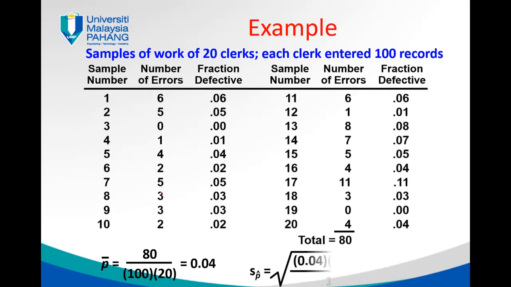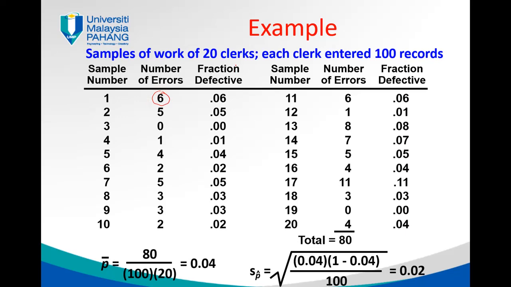This is an example. We have a sample of the work of 20 clerks, and each clerk entered 100 records. So we have 20 samples here. You can define it as 20 clerks, or 20 different times the job was conducted. We have the sample number, the number of errors, or rejected or defective items, and then the fraction defective.